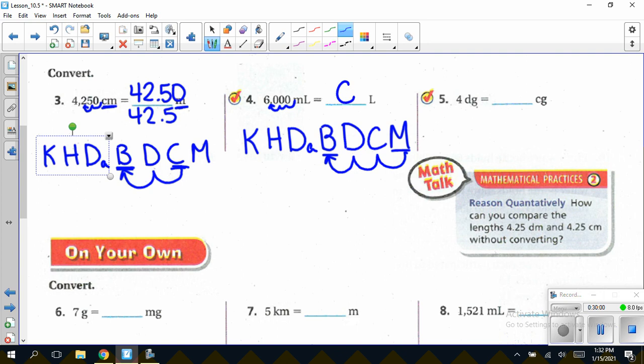Now when you go to type in that answer or write it down, you would only write the number 6. You wouldn't put .000 behind it. Remember, you do not need those zeros because you've now converted it to a single digit whole number.